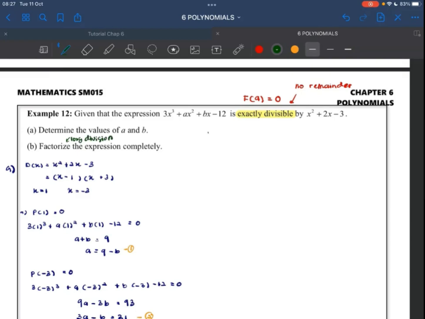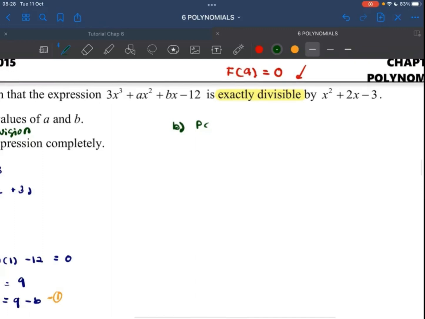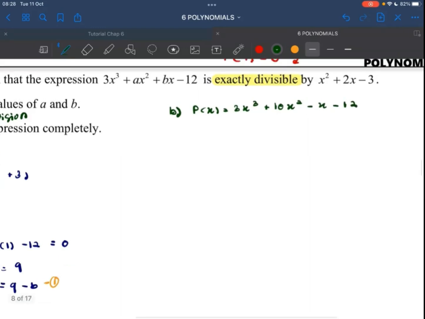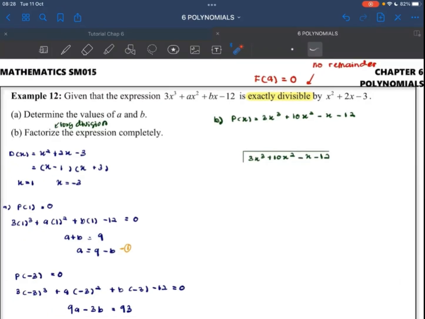Okay, so question B, which is kita ada Px kita ada nilai A dan B juga. Kita tulis balik, Px is equals to 3x cube, A is 10, so 10x square, B is negative 1, negative x minus 12. Okay, so sekarang kita punya yang dekat dalam ni ialah 3x cube plus 10x square minus x minus 12. Apa yang dekat luar ni? Apa yang kita nak tulis dekat sini? Kita nak bahagikan dengan apa? Apa yang kamu nak letak dekat luar ni? X square. Yes. X square plus 2x minus 3.